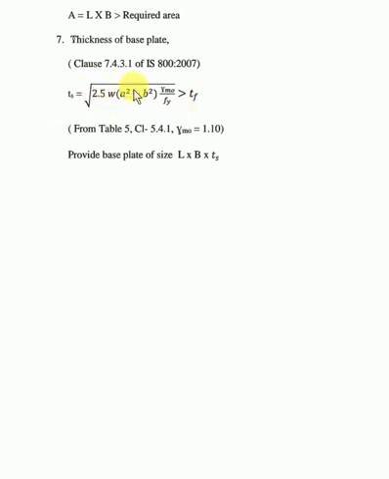This gamma MO we will obtain from table 5 of clause 5.4.1 of the IS code, and we know it is 1.10. And this W we got in step number 2. A and B we have got, Fy is our grade of steel. So putting all these values, we'll get TS and it should be greater than TF. Then we'll provide a base plate of size L into B into TS. That means length, breadth, thickness.